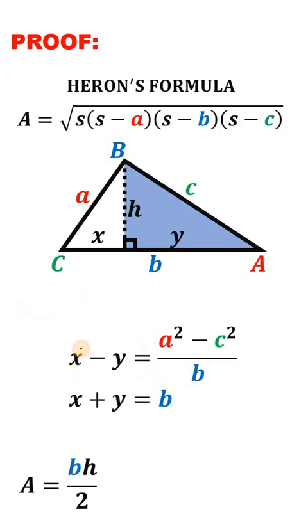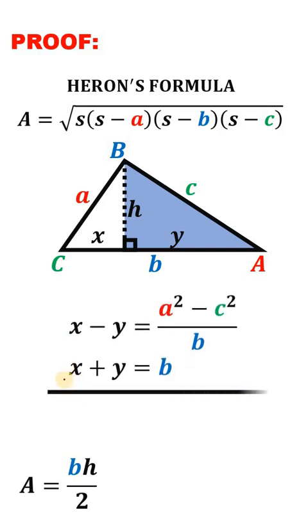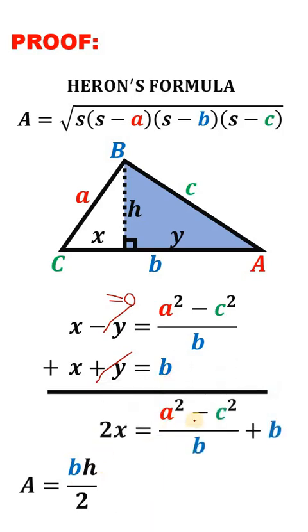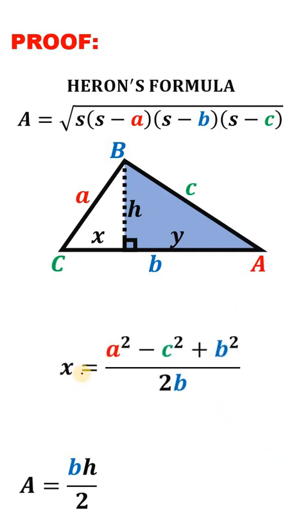So we can now solve for the value of this variable x. So to do that, let's take these two equations and add them, because if we add them, we eliminate the variable y. This is just 0. So we have 2x on the left-hand side equals a squared minus c squared over b plus b. Now let's combine this. We can write this b as b squared over b, so we have the same denominator. We can combine them, add the numerators, and copy the denominator. Now, we can solve for the value of x. Let's divide both sides by 2. And there you go. We have the value of x.